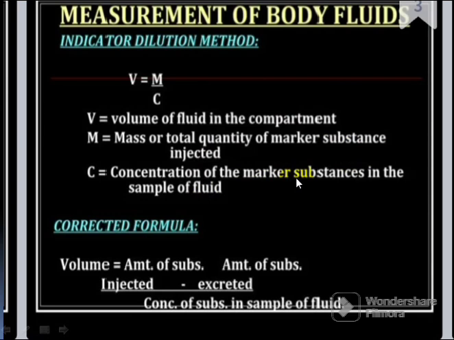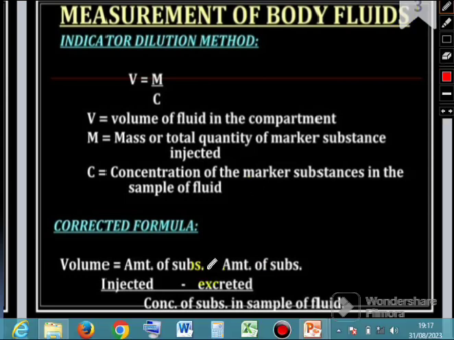Now simply put, the modified formula is giving us: volume of the substance is equal to the amount of the biomarker injected, minus the amount of biomarker metabolized, divided by the concentration of the biomarker.